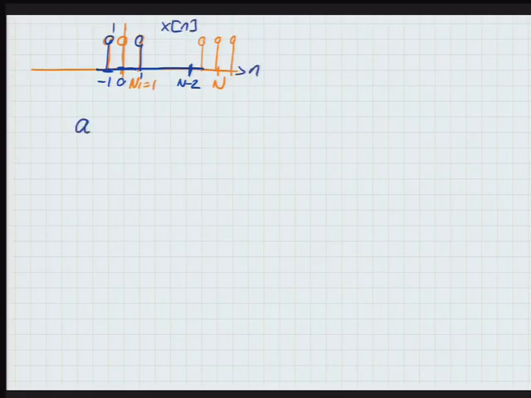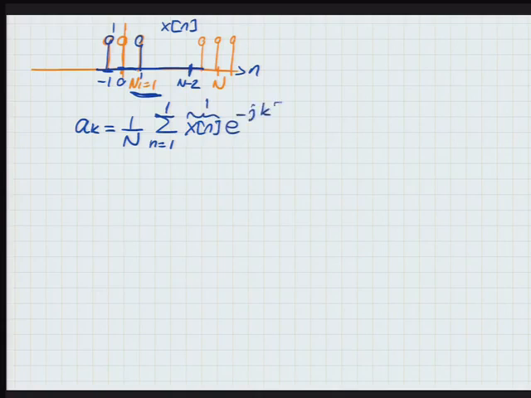So I'm trying to find a sub k, and the expression is 1 over N. Now I decided to sum from negative 1 to N minus 2, but really I have nothing to sum after n equals N1, which is 1. x of n, which also is 1 in this interval, times e to the negative j k 2 pi over N times little n. So there really are 3 terms being added here: n equal to negative 1, n equal to 0, and n equal to 1.